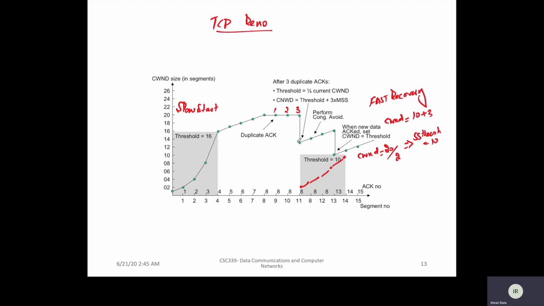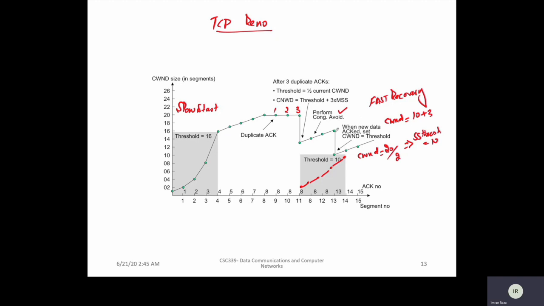So this means we'll be sending how many segments? 13 segments, waiting for a cumulative acknowledgement. And upon receiving the cumulative acknowledgement, we will increase it linearly, and we'll keep doing this. We will keep performing this congestion avoidance phase until we receive an acknowledgement for the new data. This is a very important point for you to understand, right? So we'll keep doing this until an acknowledgement for the new data has been received. If it is not received, we'll keep doing it.